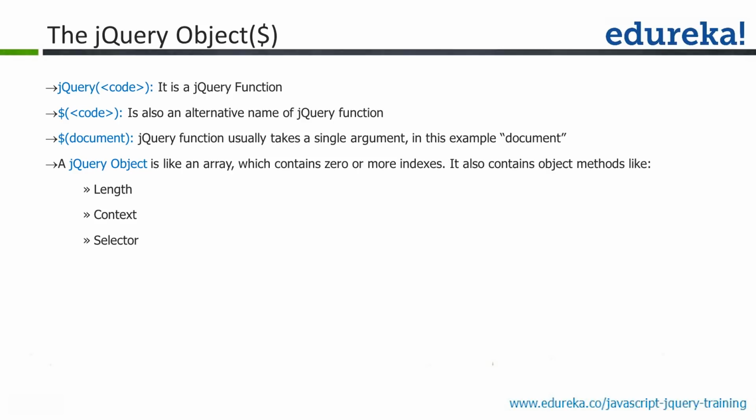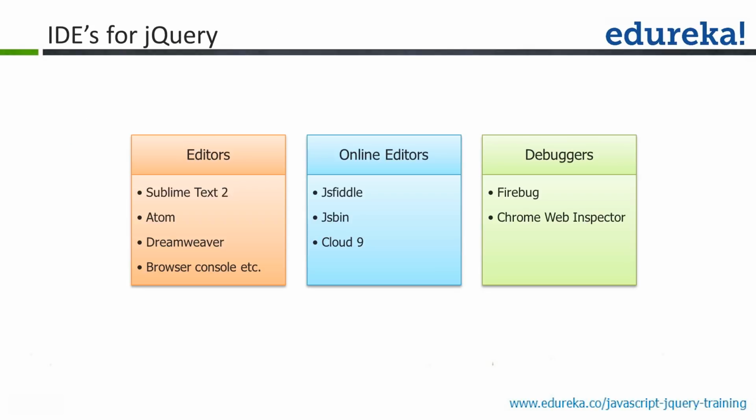It also contains object methods like length, context, and selector. So I think as we go along, we will figure out how all of this is true. So a jQuery object contains a lot of things, right? And I will just show it to you in a few moments what all it contains. But keep in mind that it is nothing but JavaScript at the end of the day. So we are not going to lose sight of the fundamentals. Very, very important.